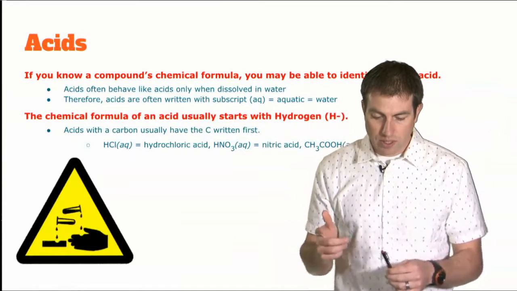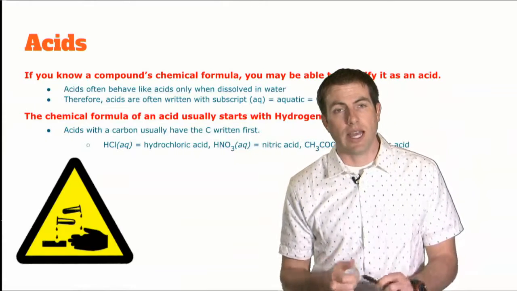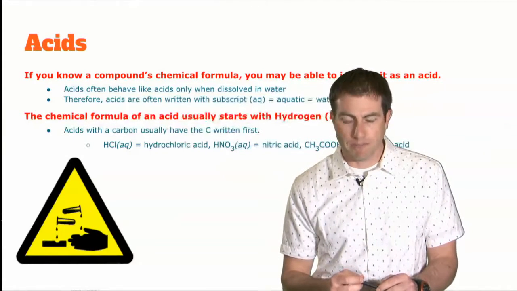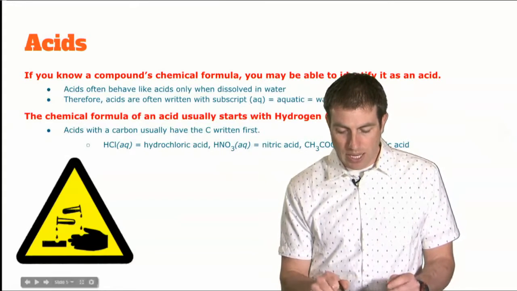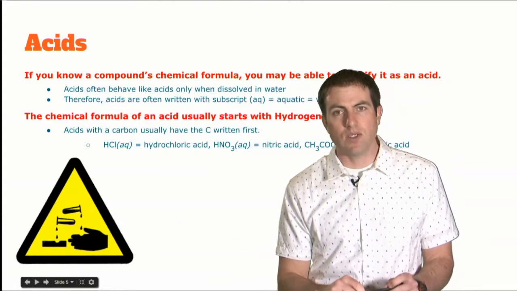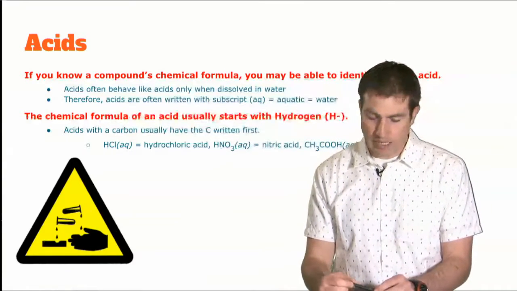All right, so hydrochloric acid is stomach acid, HCl. It's a very strong acid, your hydrochloric acid in your stomach. So you're talking about a pH of about 1. Nitric acid, acetic acid, all of these things are acids, and they all have that hydrogen in there.